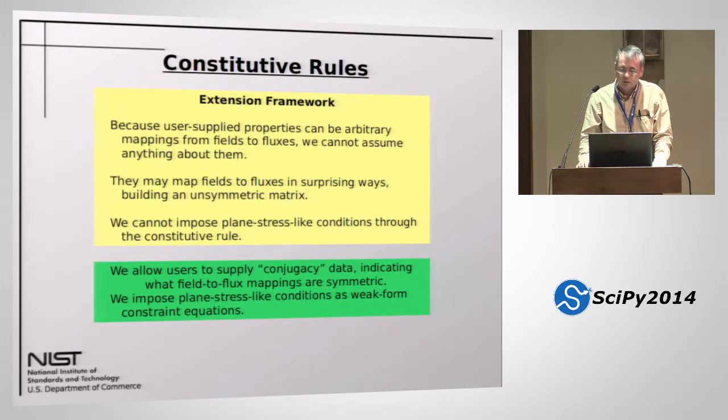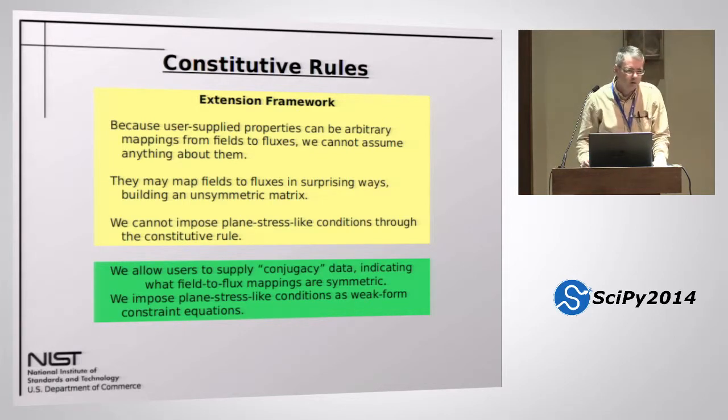So I already talked a little bit about this. There's an extension framework. This does put some constraints on the system that have bitten us a couple of times. User-supplied properties and constitutive rules can be arbitrary mappings. So there are some places where we were tempted to take shortcuts and where more ordinary finite element codes do take shortcuts, but we can't because we don't know for sure that the mappings are going to be regular or that they're going to have the same conjugacy or that they're going to obey various kinds of normal constraints.